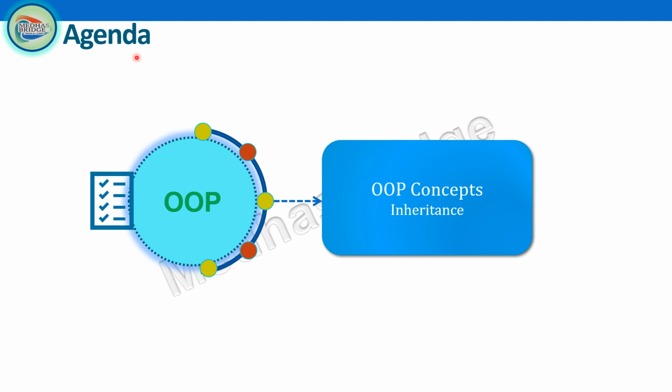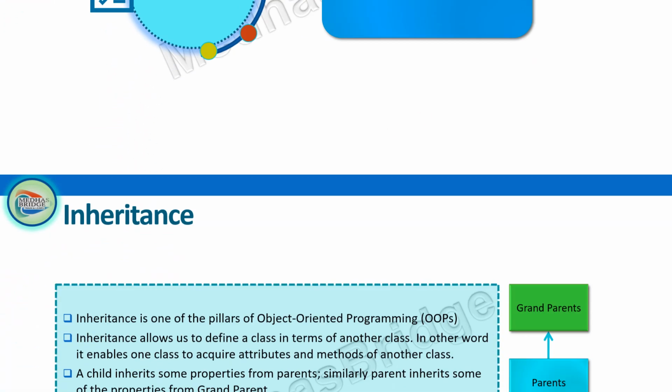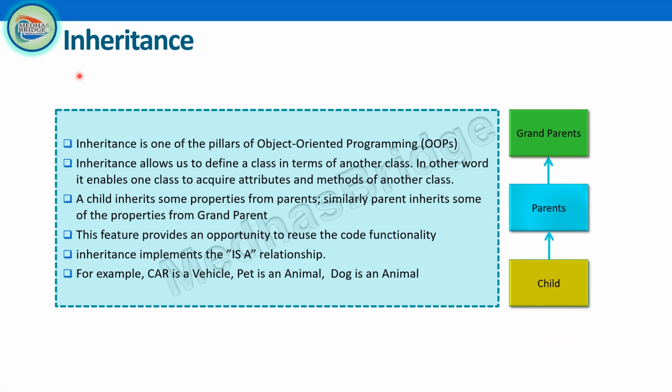In today's agenda, we shall explore inheritance concepts. What is meant by inheritance? Inheritance is one of the pillars of object-oriented programming. Inheritance allows us to define a class in terms of another class. In other words, it enables one class to acquire attributes and methods of another class.